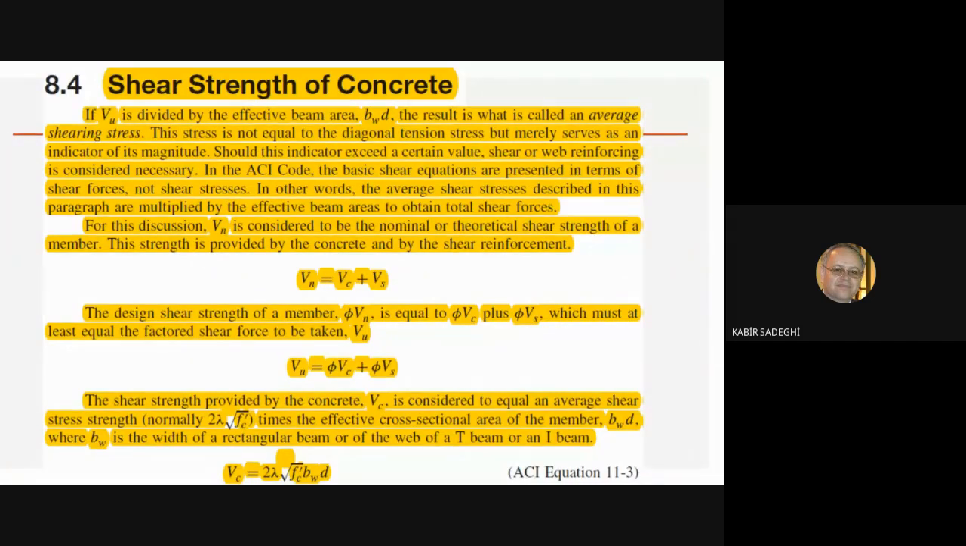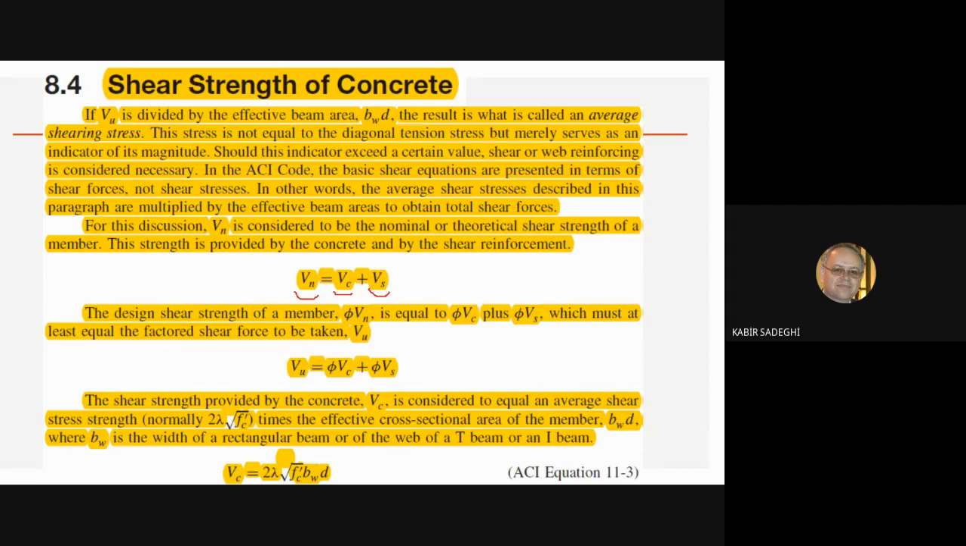Now let's see the shear strengths of concrete and reinforced concrete beam. You know, we have one shear force, Vn, the nominal shear force at the section, which has two components. The first component is Vc, the shear force due to concrete. And the second component is the shear force due to steel, Vs, due to stirrups, due to shear reinforcement.